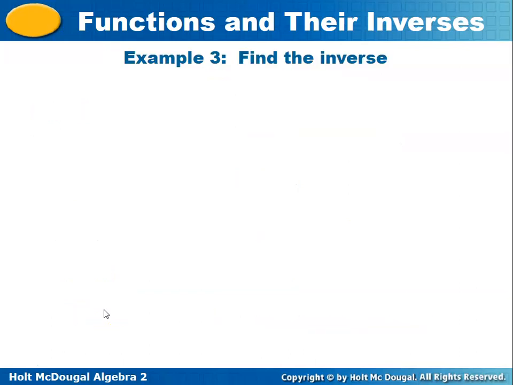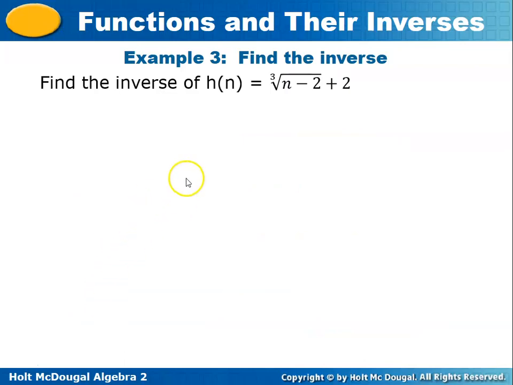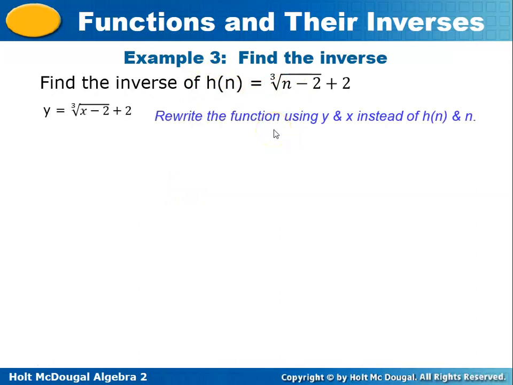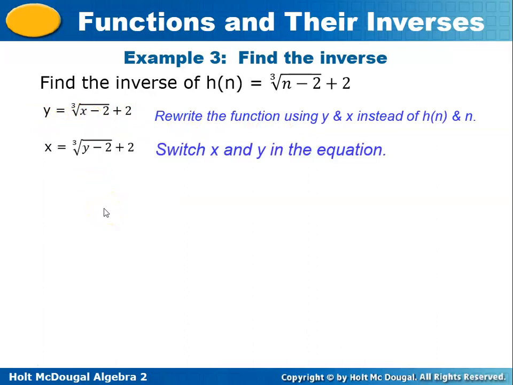So here's our next one. This one, notice we have h of n and n. I'm still going to replace them with x and y because my brain works that way. So I'm just going to put the y here and the x there. Then I'm going to swap them as we've been doing. Hopefully you see we got to get rid of that positive 2. The opposite operation of adding 2 is subtracting 2.